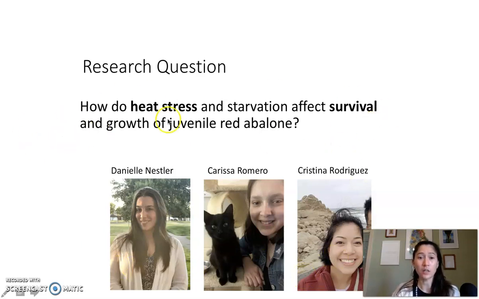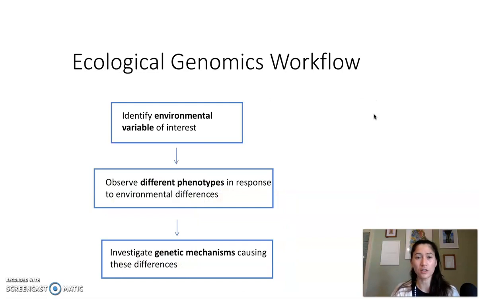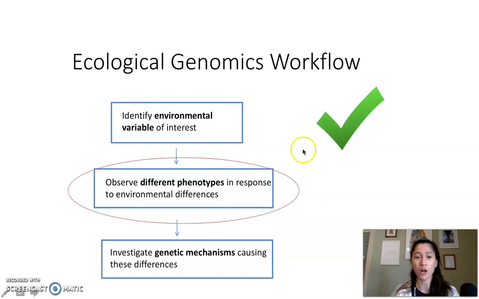And I have highlighted in bold that, like I said, overall, this project in my lab, we're looking at heat stress and starvation. For this particular data set we're focusing on for this lab, we are looking at how heat stress affects survival, specifically of juvenile red abalone. And so if we return to this ecological genomics workflow, we've identified now this variable of interest, and this is where we are, looking at different phenotypes in response to environmental differences.